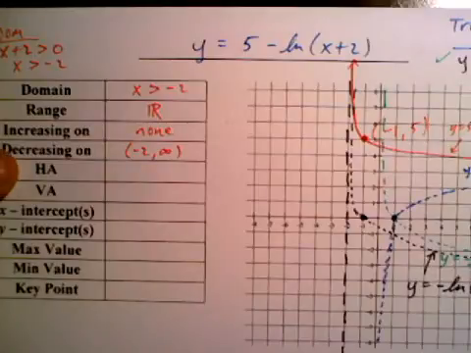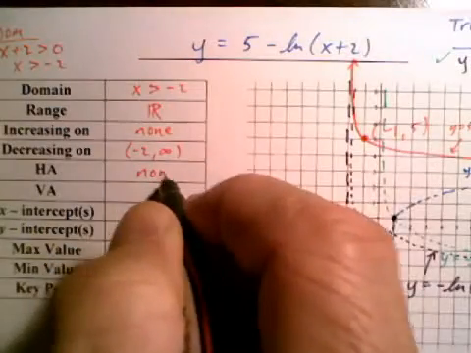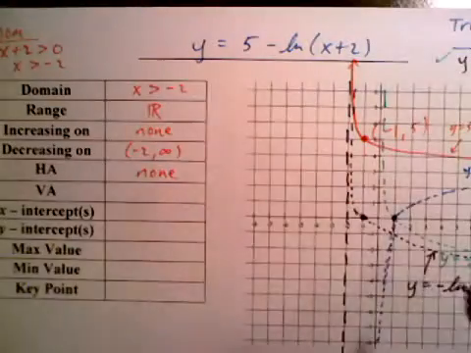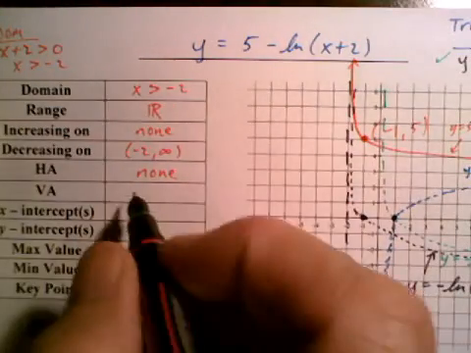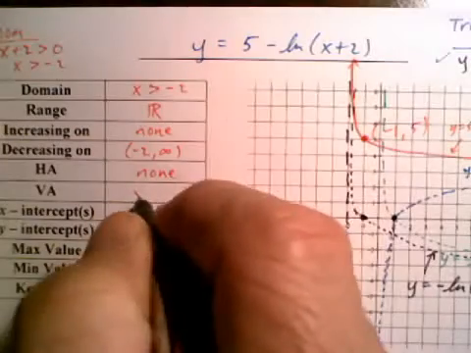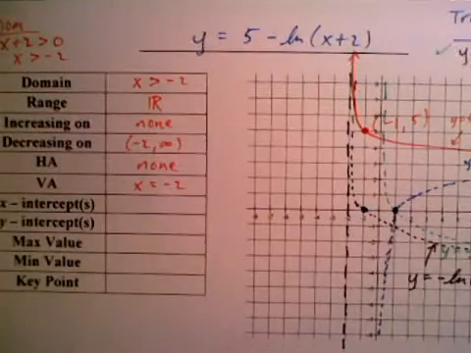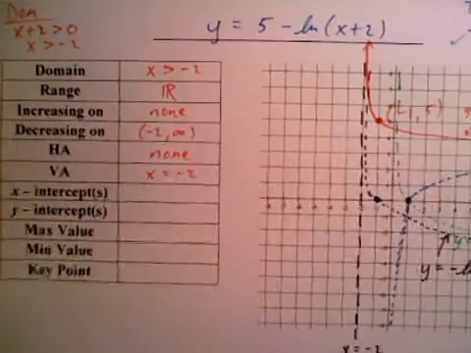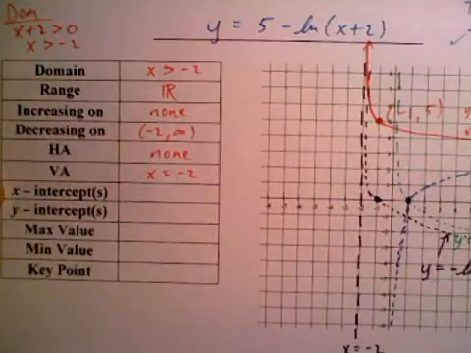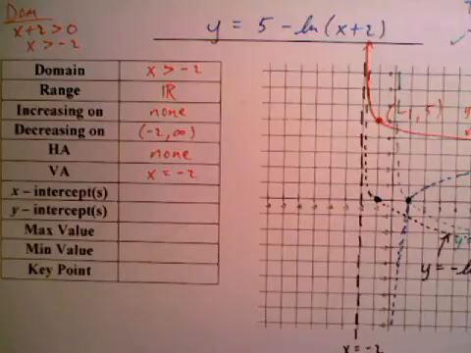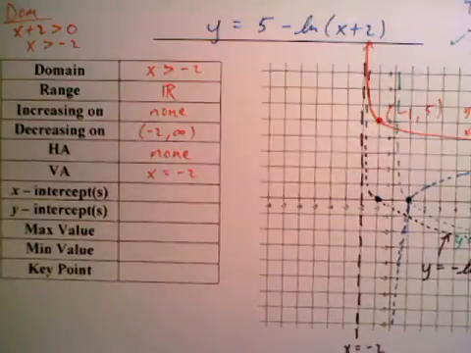Horizontal asymptote. Well, there is no horizontal asymptote with logs, but there is a vertical asymptote with logs, and the vertical asymptote has an equation. Okay, make sure you always write that as an equation. Don't just write -2.